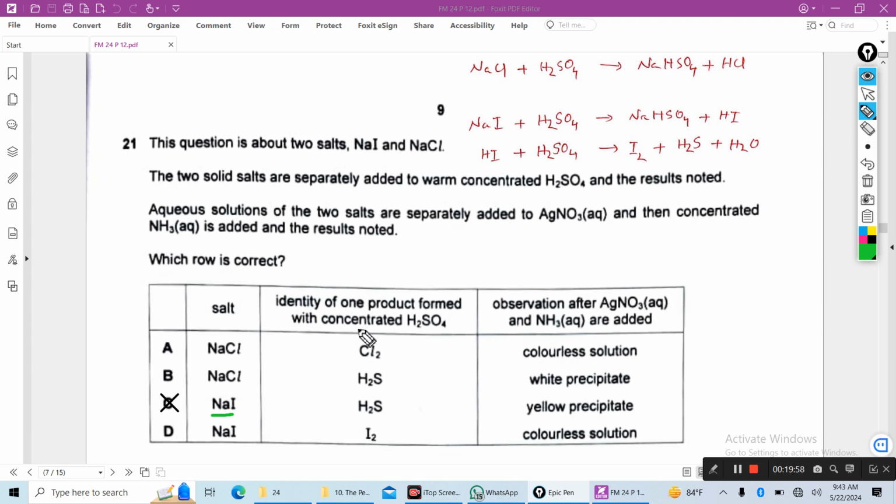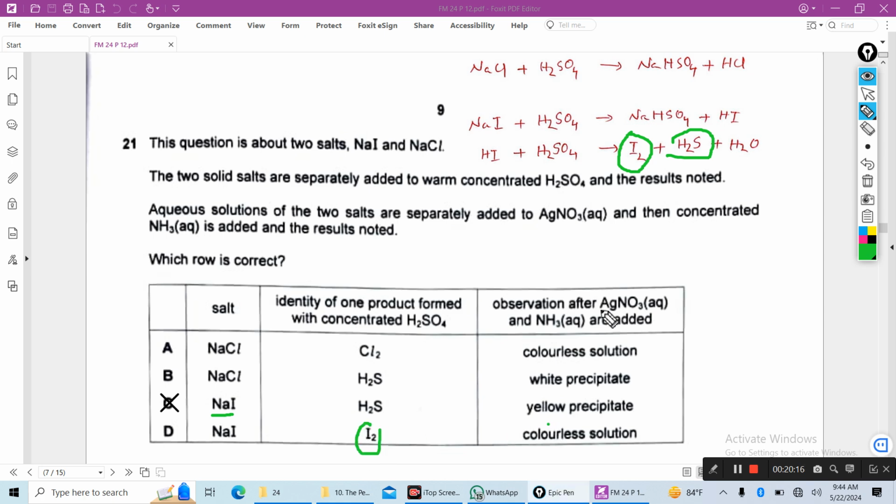Identify one other product with concentrated sulfuric acid. So the products will be hydrogen sulfide and iodine, and so this is iodine. This is a wrong answer.